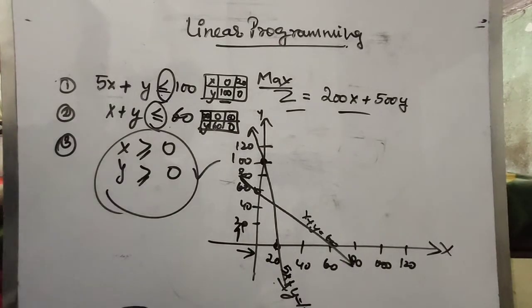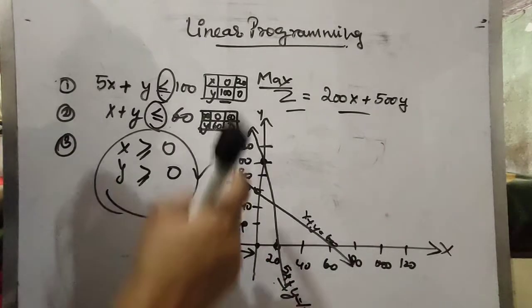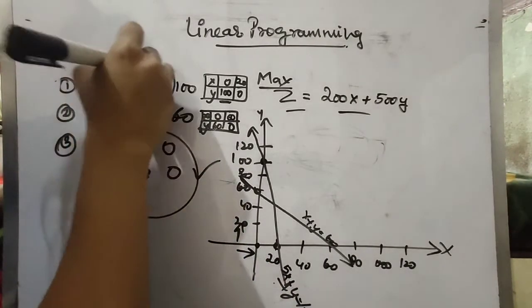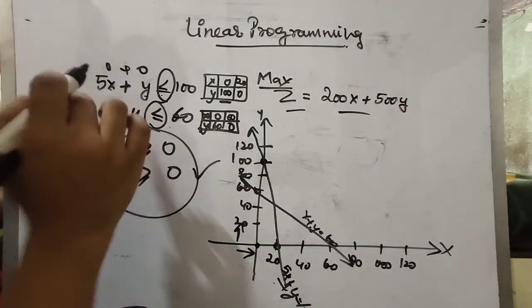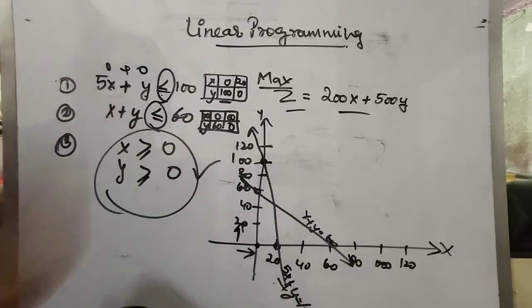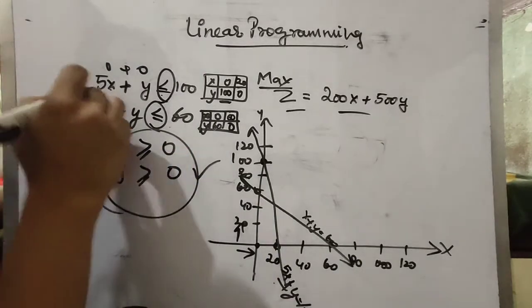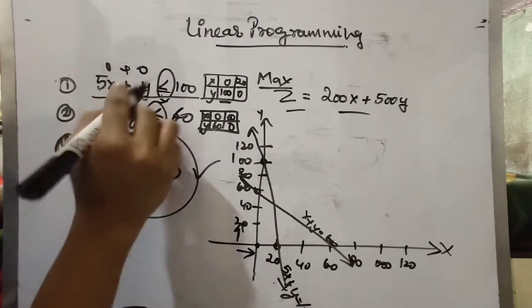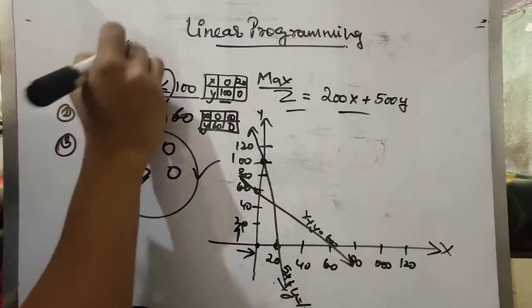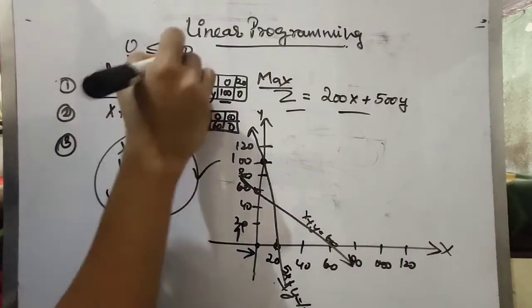Just check if your equation is not on a particular axis, that is, your equation is not passing through the origin (0, 0). Then you can just plug in 0, 0 in place of x and y in all the equations and check if your equation holds true. Here, I'll show you. For example, in place of x I place 0, in place of y I place 0, and 0 is less than 100, which is true.